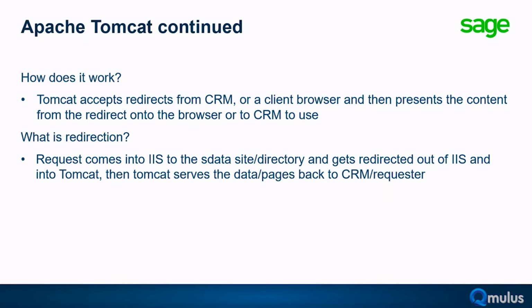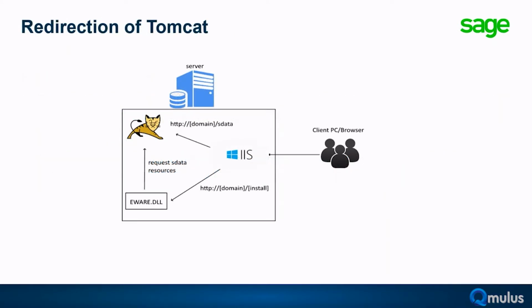I did a little representation of that here, where I show the client browser sending a request to our IIS server where CRM is installed. The request ends up there, then IIS will see where it needs to go. So if our domain name is example.com and it's going to our CRM install, it will go down the bottom path to the eWare DLL, where it will get intercepted by the eWare DLL, the content will get generated and sent back. However, the eWare DLL can make its own requests to the Tomcat service.